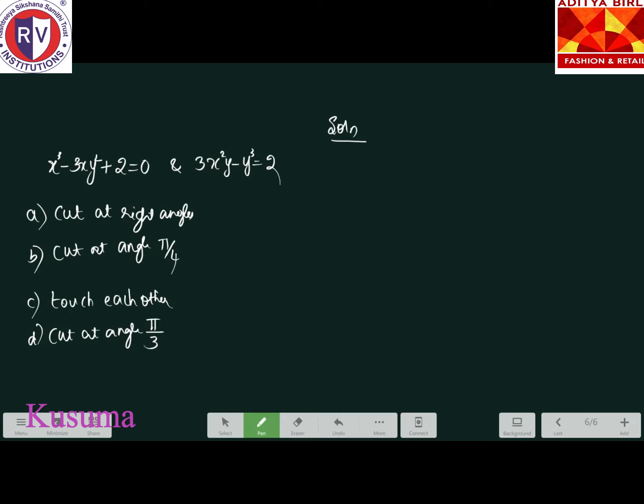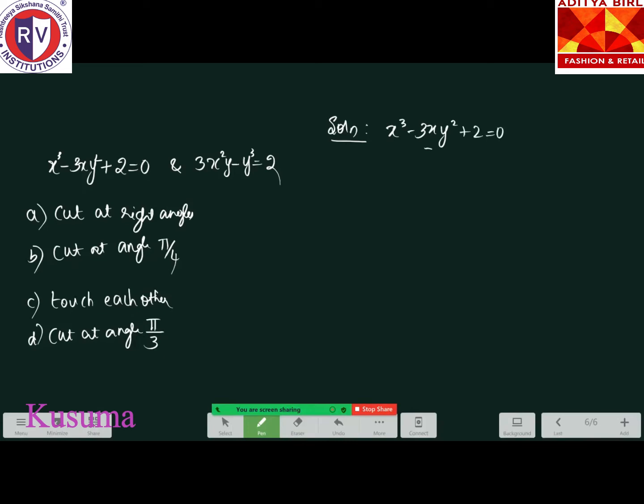So here, let us first find out the slope of both the curves. If they cut at right angles, then the product of the slope of the curves will be equal to -1. Otherwise, let us make use of the formula and find out what is the angle between them. Okay, so look at the solution. Let us consider the first equation, that is x cube minus 3xy square plus 2 is equal to 0.